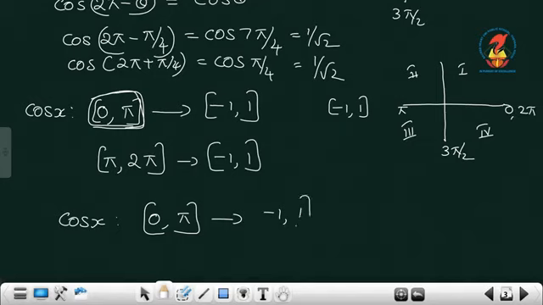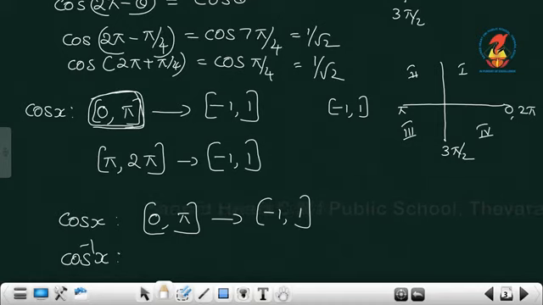2 minus 1, 1. When we write an interval, the smallest is on this side, the greatest on that side. In that way you have to write. So 0 to pi, minus 1 to 1, is 1-1 and onto. So we can define an inverse function.